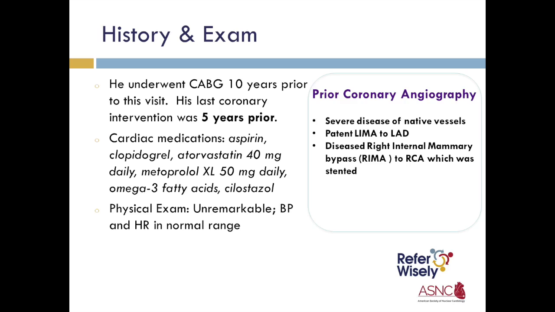His physical exam was unremarkable with a normal cardiac exam, and his blood pressure and his heart rate were normal range. His prior coronary angiography had shown severe disease of the native vessels and a patent LIMA to the left anterior descending artery, but a diseased right internal mammary bypass to the RCA, which had previously been stented.